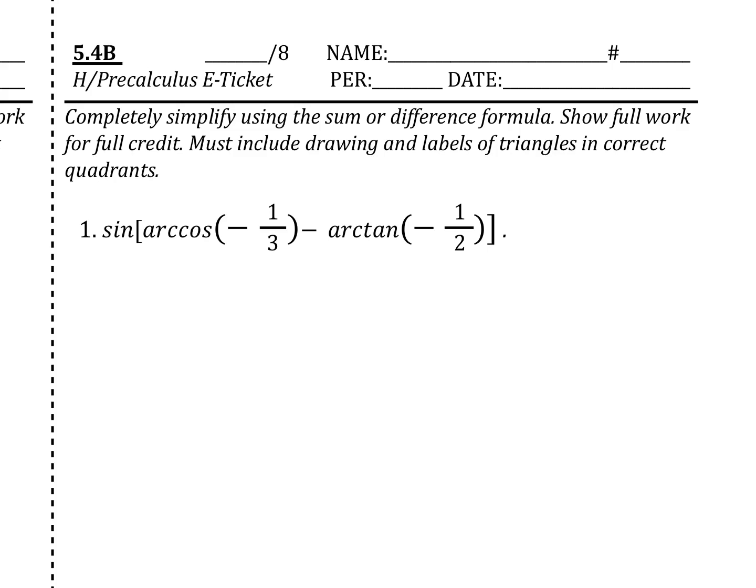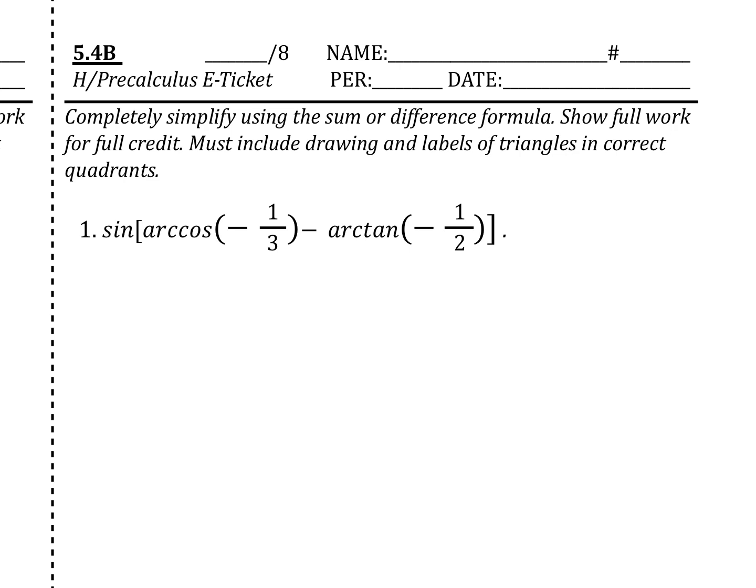Here's a problem involving the sum or difference formula, specifically the difference formula for sine, combined with inverses. So we have sine of arc cosine of negative a third minus arc tangent of negative a half.